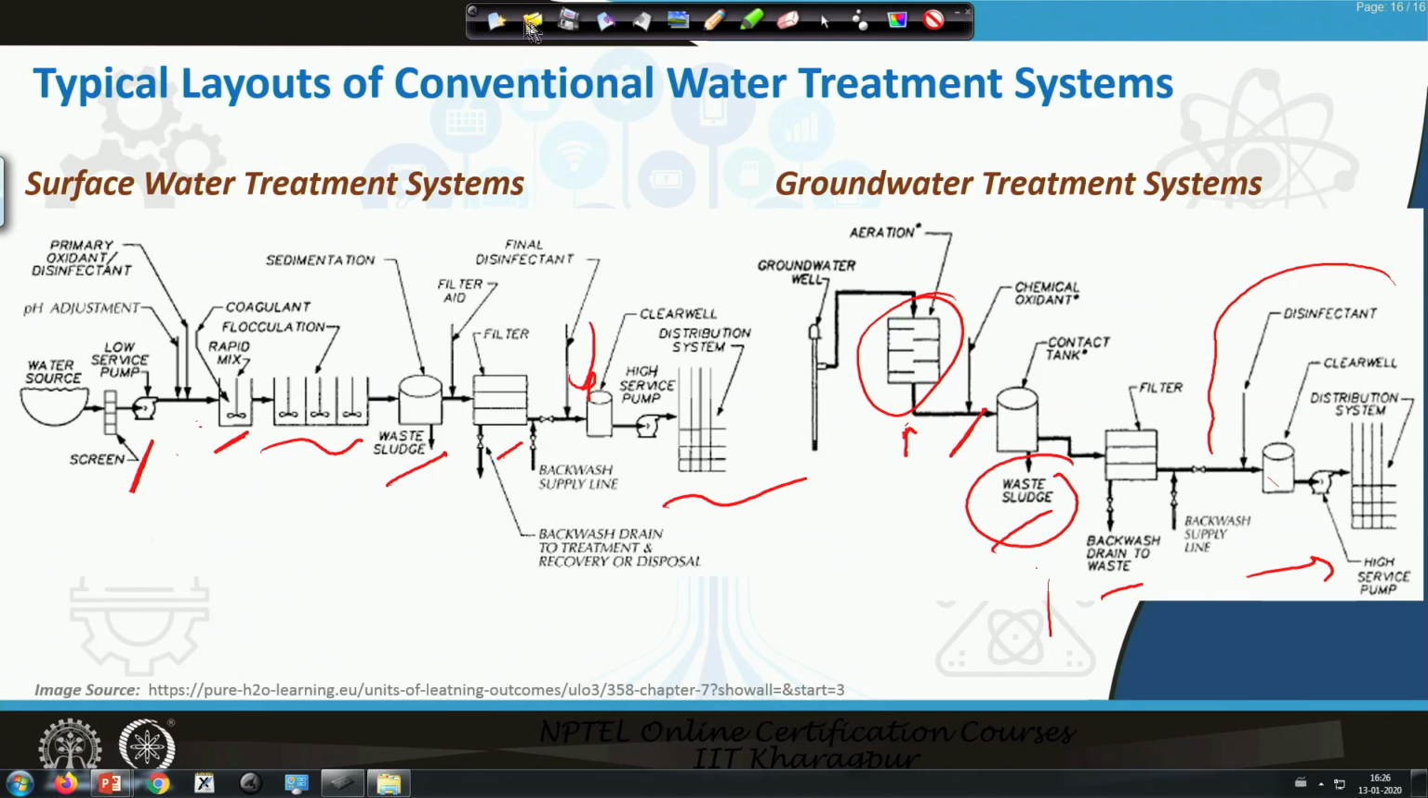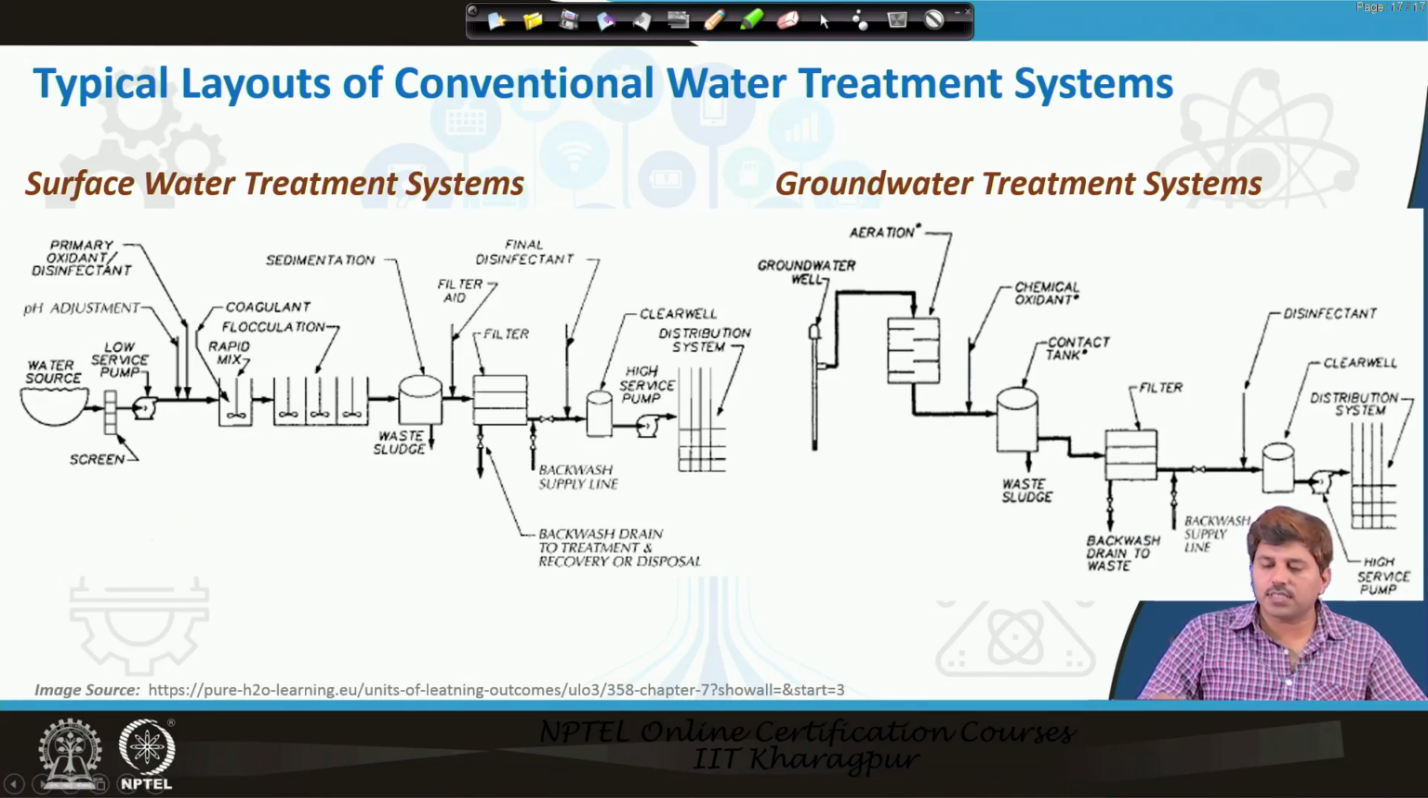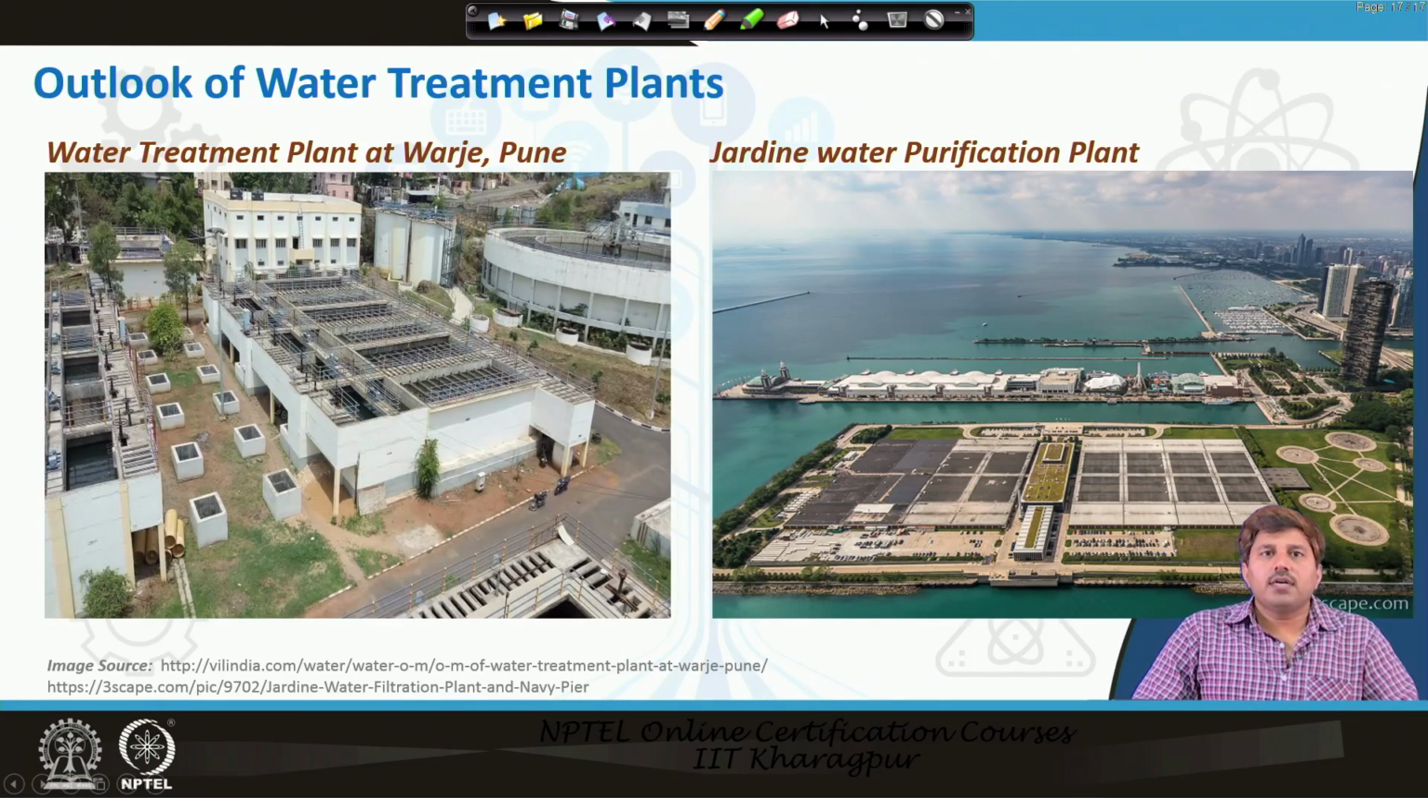So, these are a couple of layouts for treatment facilities sourced from surface water and groundwater systems. Of course, these are not hard and fast, they can be changed, and we will be discussing some of these points. These are a couple of pictorial views of water treatment plants, one in Pune, another in Jordan. So, this is how the water treatment facilities look from the outside.